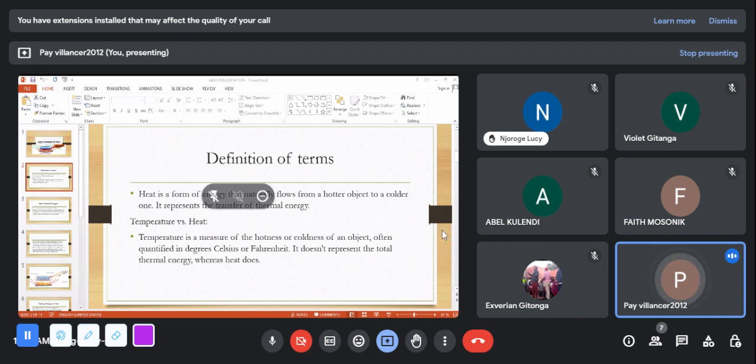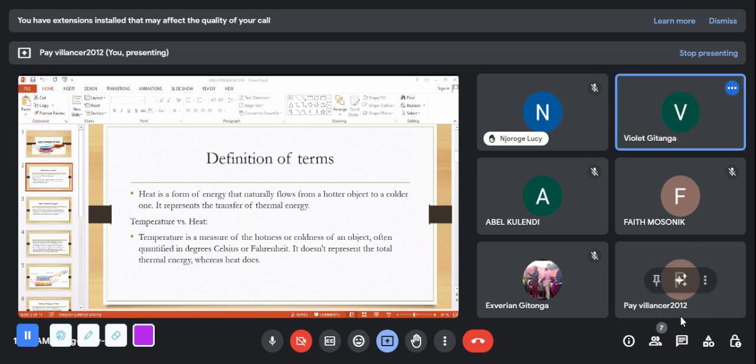I want you to give me a small summary of whatever we have learned. Then we call it a day. So we start with Violet, just a small summary. Then we are through. Anybody then? A small summary.